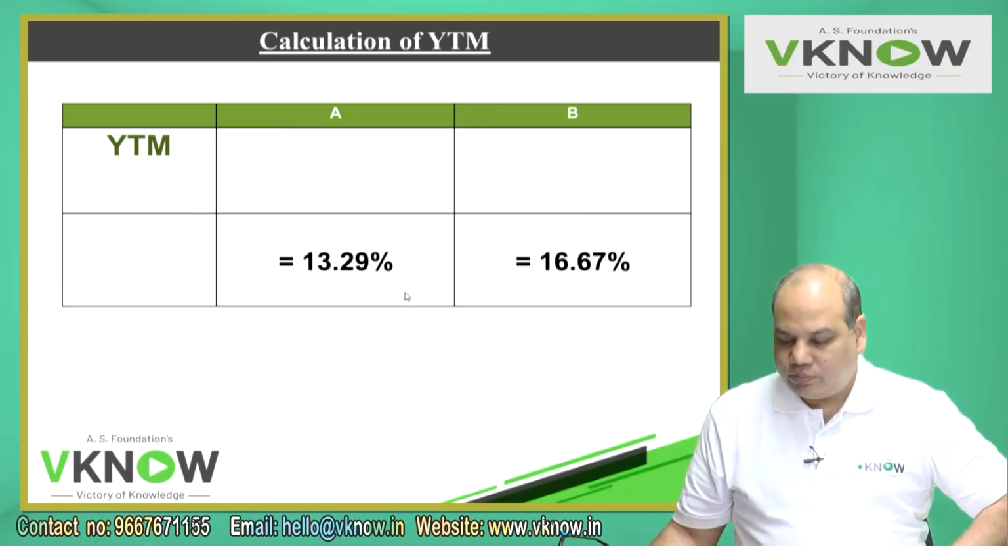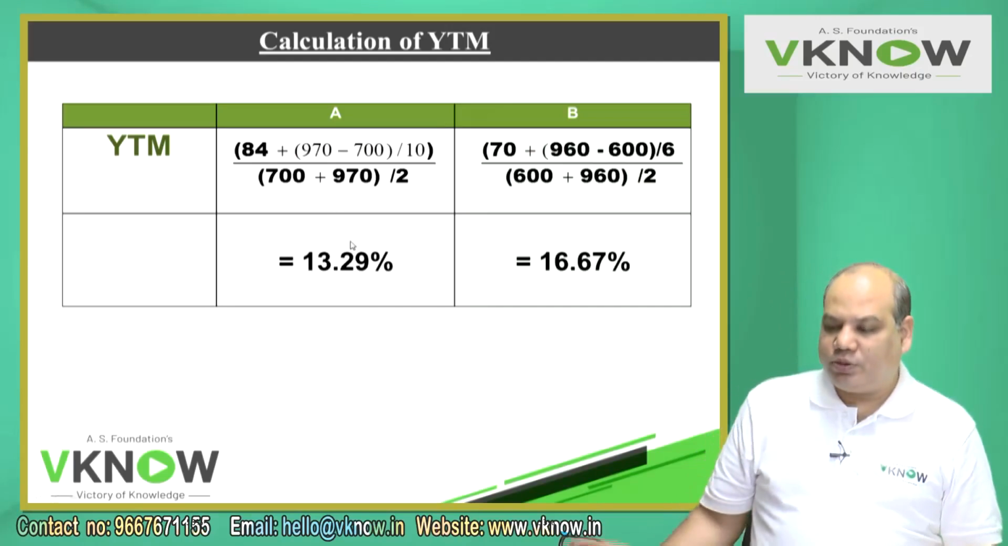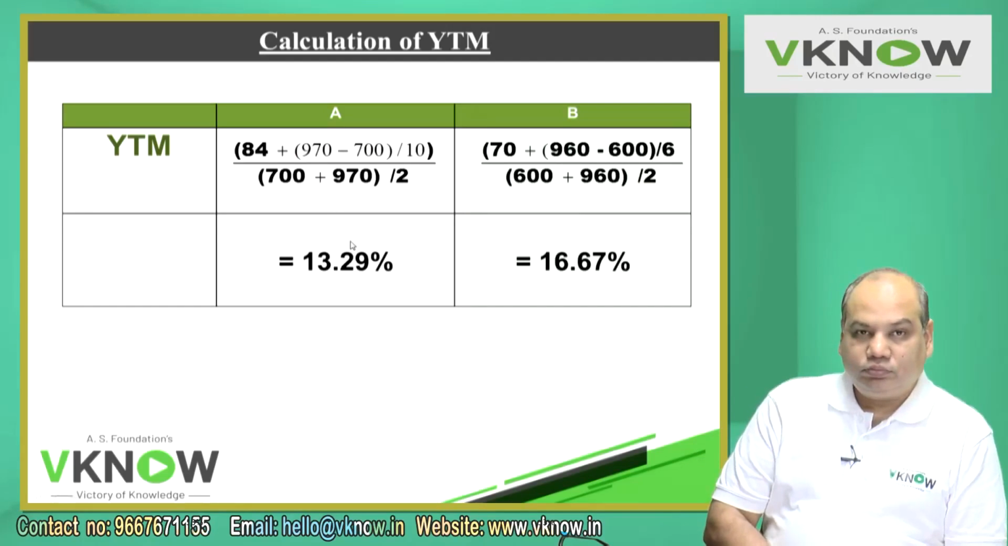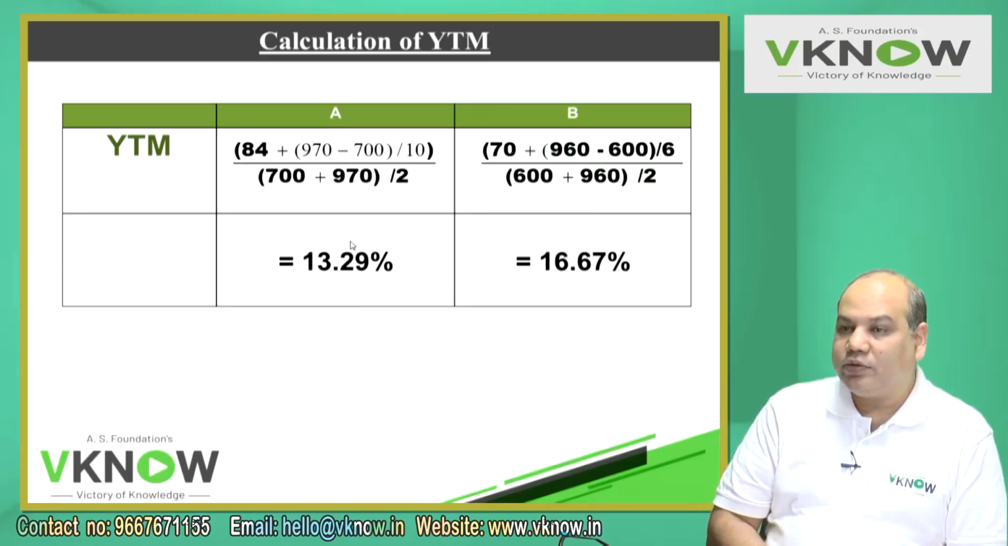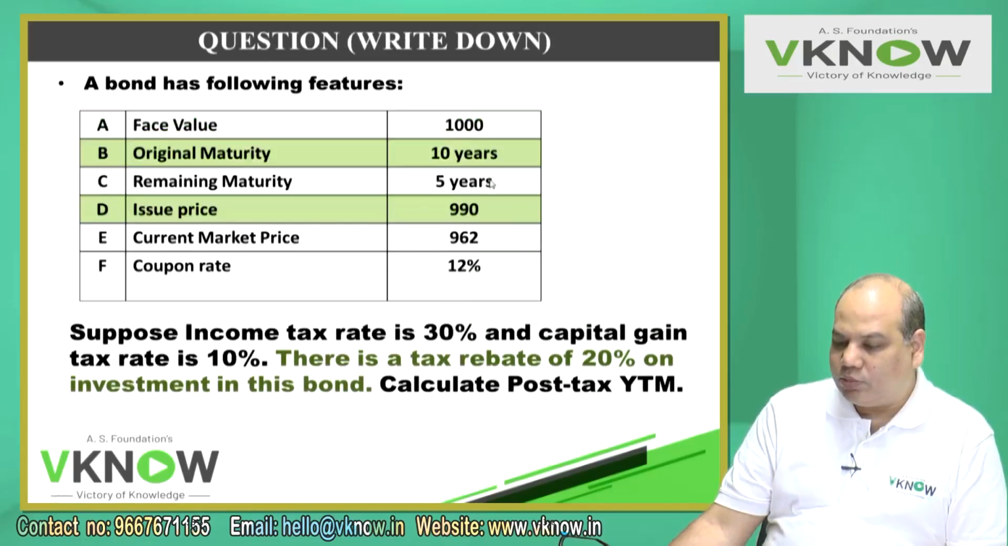So how much does it come to? Check the answer with me. The first answer, bond A, please check, 13.29%. Is it right? Tell me, is it right? Second answer, check. Yes, second answer is 16.67%. So this way you can solve the problem of taxation.